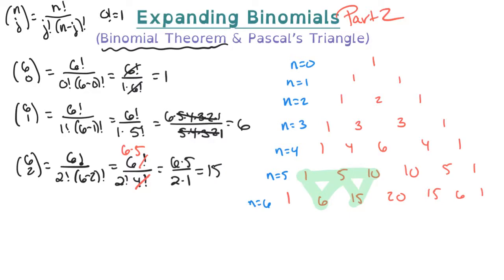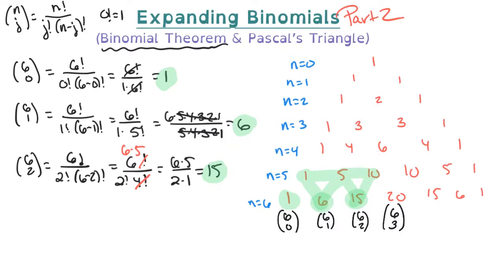These entries should look very familiar to you: 1, 6, 15. These entries, 6 choose 0, 6 choose 1, 6 choose 2, are giving us the Pascal's triangle entries. I bet 6 choose 3 is going to be 20.